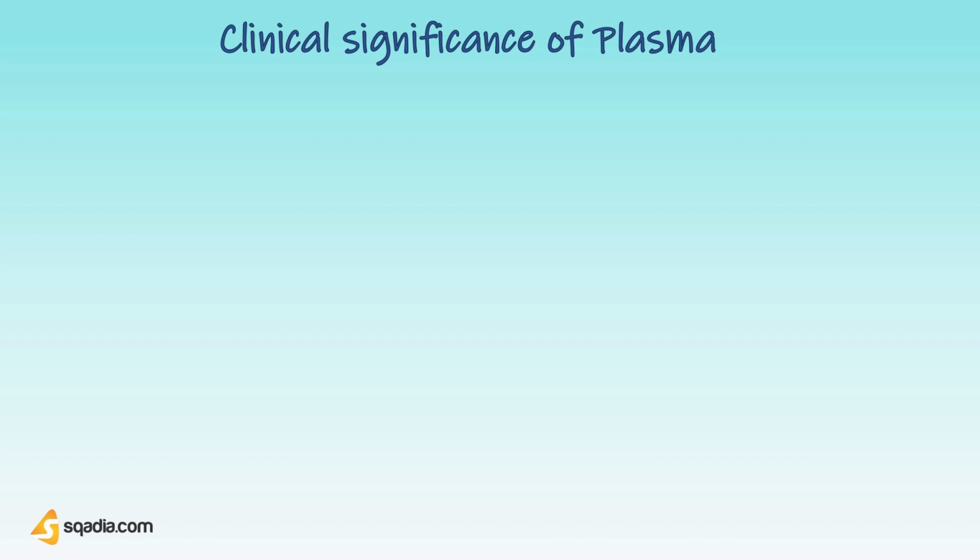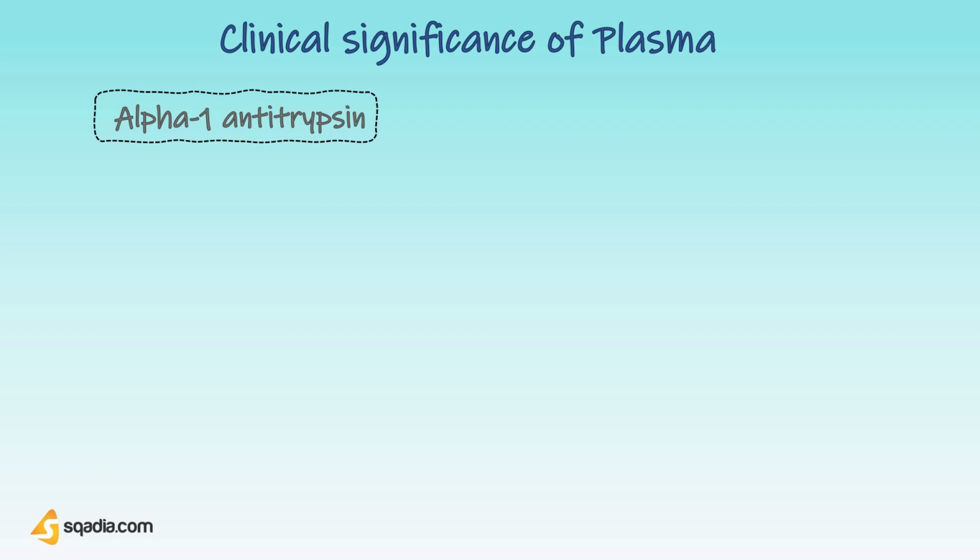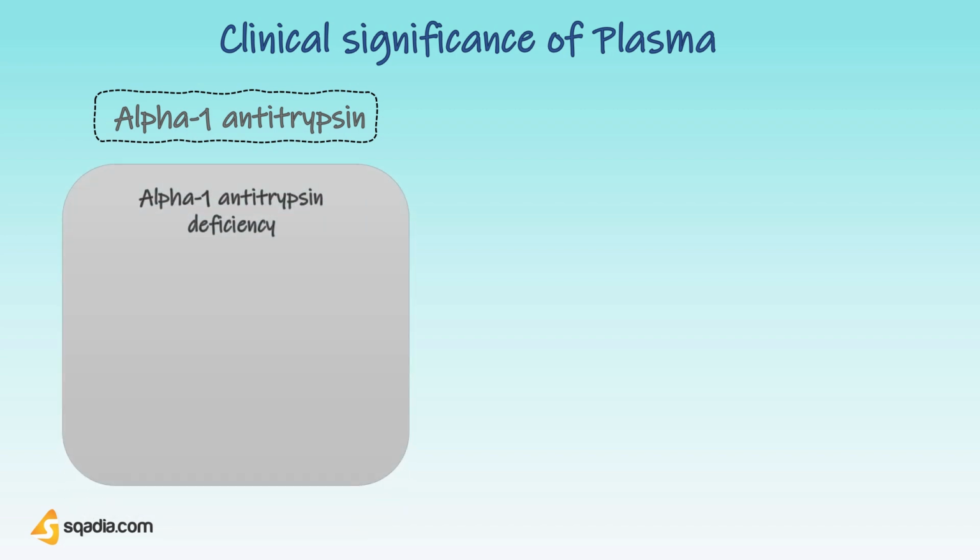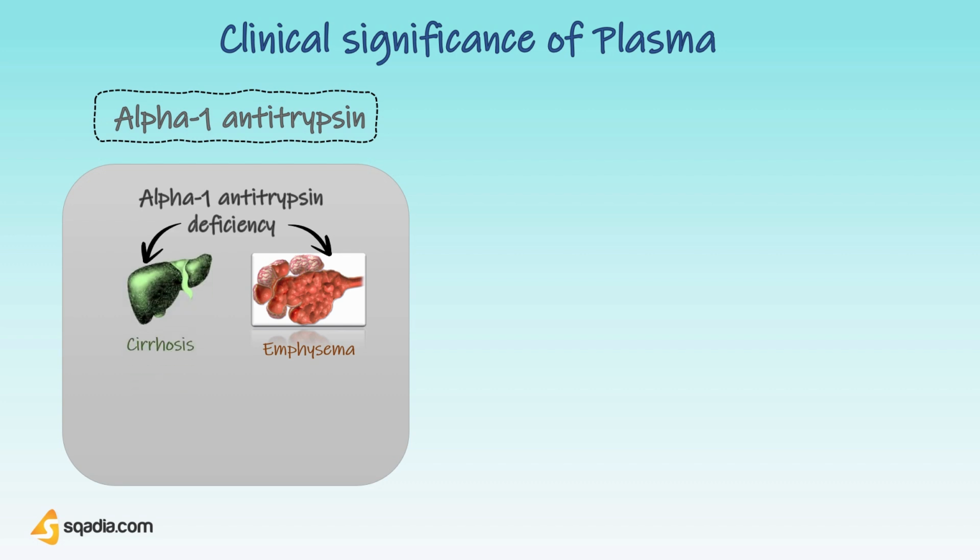Next use of plasma is in alpha-1 antitrypsin deficiency. It is an inherited disorder that could result in emphysema and cirrhosis in early adulthood. Recent advances in treatment have shown success in decreasing the mortality and frequency of exacerbations when human plasma-derived alpha-1 antitrypsin is given intravenously once a week.